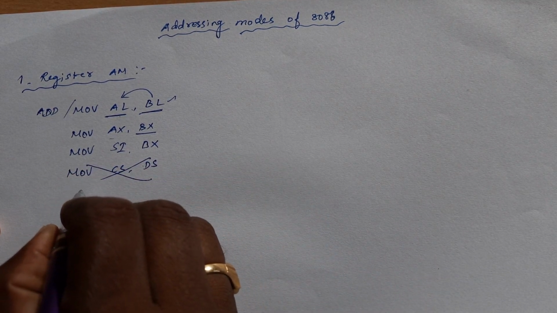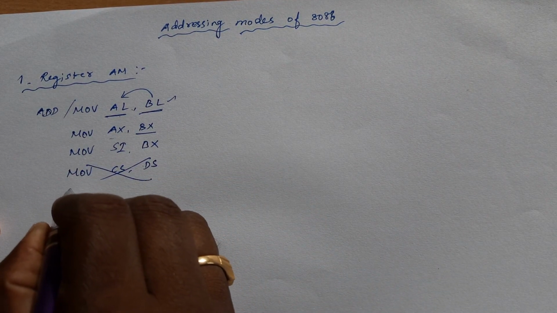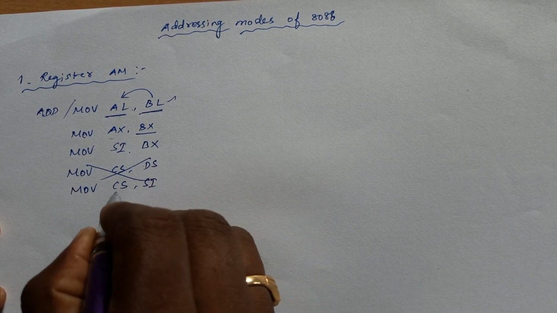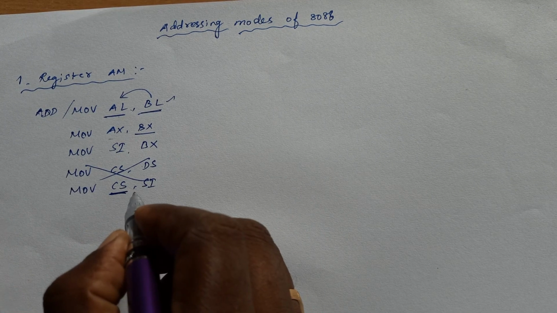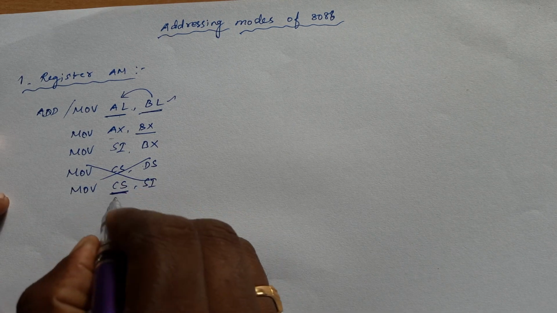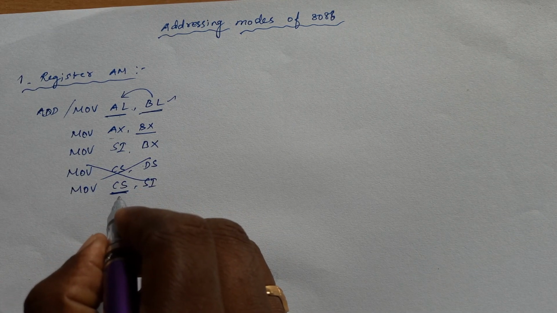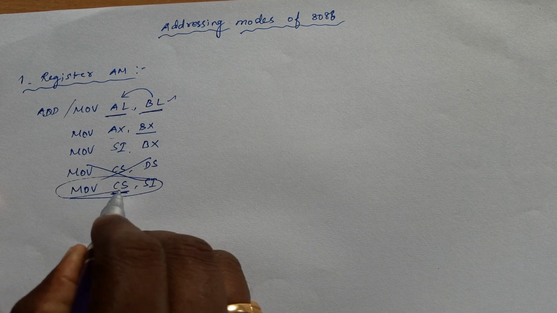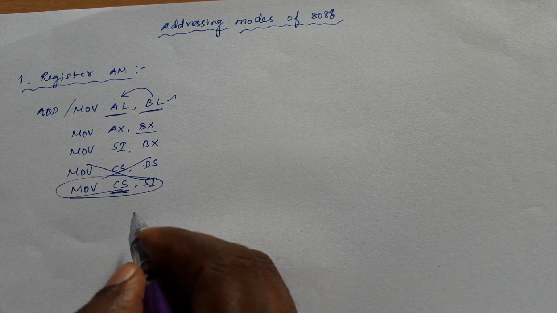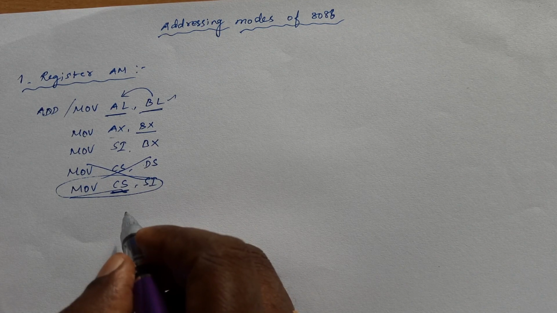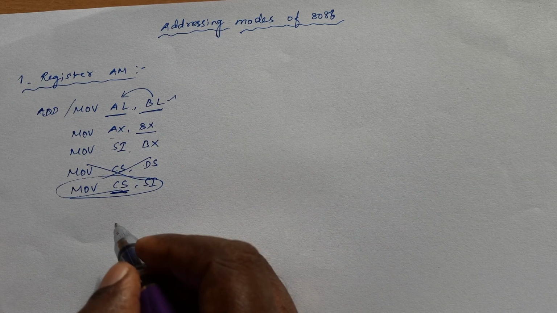Also, with a segment register, for example CS comma SI, the code segment may not be the destination, because we can't change the data often, as it is stored permanently. What I mean to say is, when we embed it, that cannot be changed. So here it's not possible, right? These are the examples of register addressing mode.